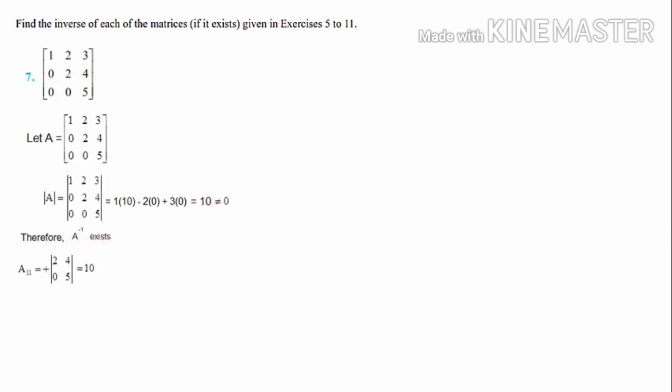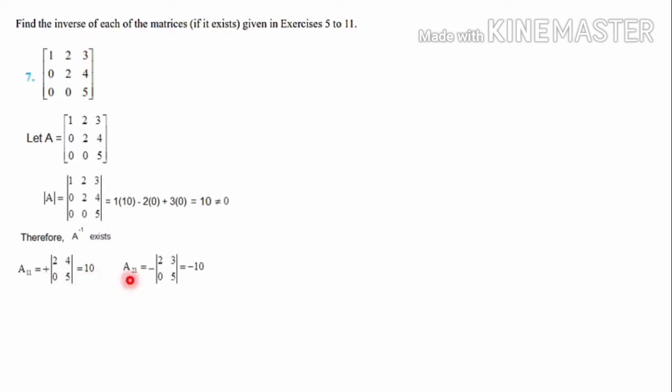We have to go for calculating the cofactors of each element. First one is A11, that is the cofactor of the element 1. That particular row and column is gone. Then the remaining elements are 2, 4, 0, 5. The sign is plus because 1 plus 1 is 2, an even number. 5 into 2, 10, minus 0 into 4, 0. So 10 minus 0 is equal to 10.